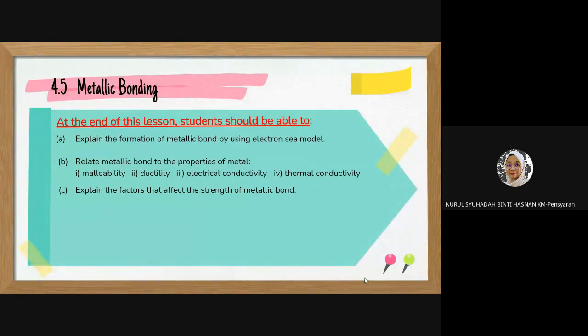you should be able to explain the formation of metallic bond by using the electron sea model, relate the metallic bond due to the properties of metal, malleability, ductility, electrical conductivity, and thermal conductivity. Explain the factors that affect the strength of metallic bond. Dan yang saya terlupa untuk tambah dekat sini adalah kita akan tengok sekali band theory, okay, yang berkaitan dengan electrical conductivity of a metal.